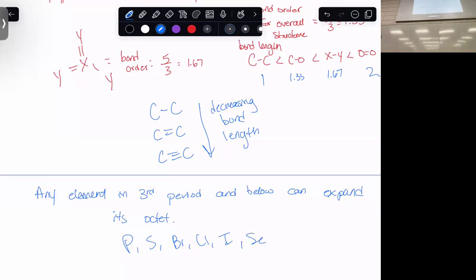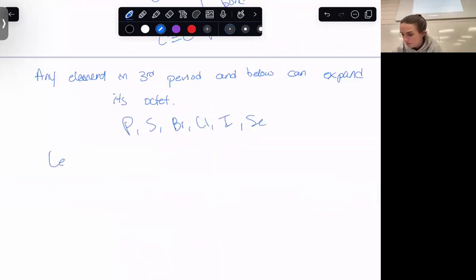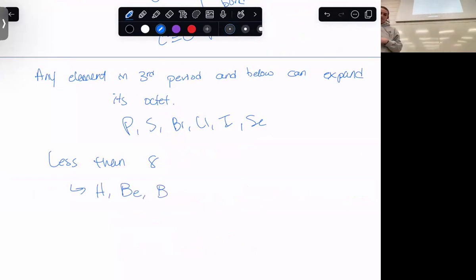And when is it less than 8? Can anyone tell me when it's less than 8? There's 3. Hydrogen, beryllium, and boron. Perfect. Do noble gases have any restrictions in octets? Noble gases we don't usually work with because they already have a full octet of 8, and so they don't usually react with anything.